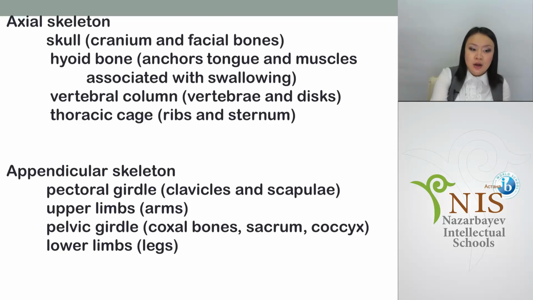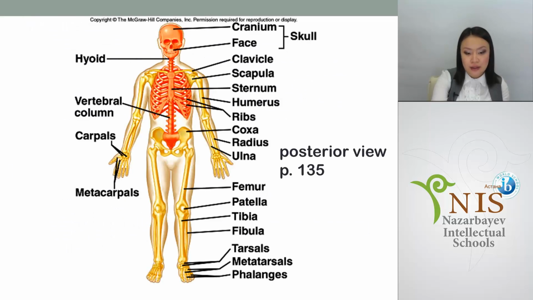Okay. We can divide the skeleton into two parts, axial and appendicular skeleton. For the axial skeleton, we can say it is skull, vertebral column, and thoracic cage. Appendicular skeleton, it is pectoral girdle, upper limb, pelvic girdle, and lower limb. Here you are.